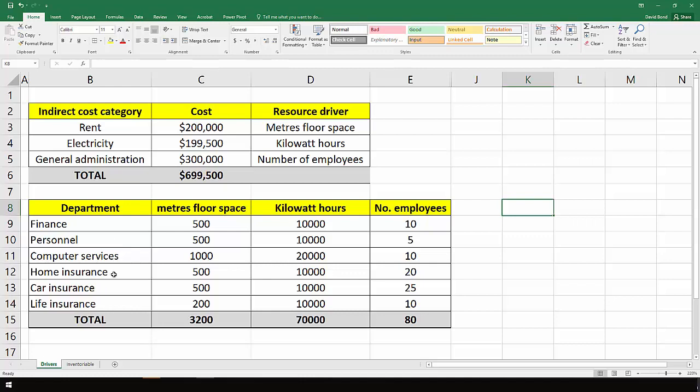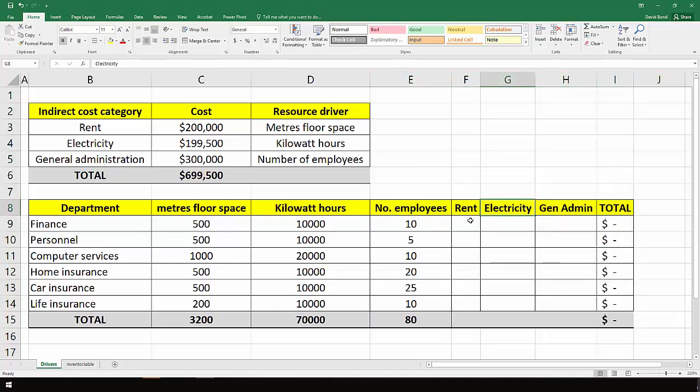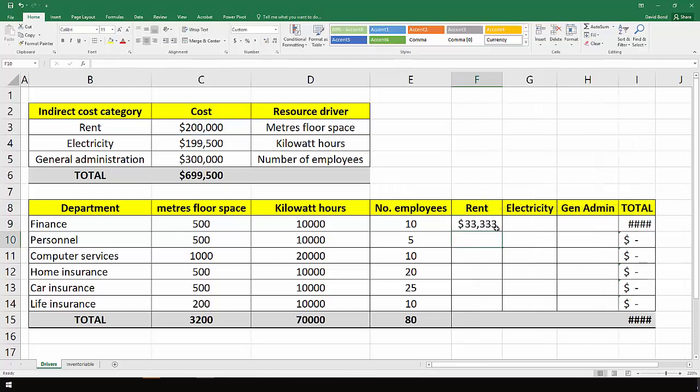These are the cost objects that we're dealing with at this point: finance, personnel, computer services, home insurance, car insurance, life insurance. So we've got 6. Now, one way to do this would be, we've got rent, electricity, general administration, to just take each one and divide it by the number of cost objects we have here, which are 6. And we add them up.